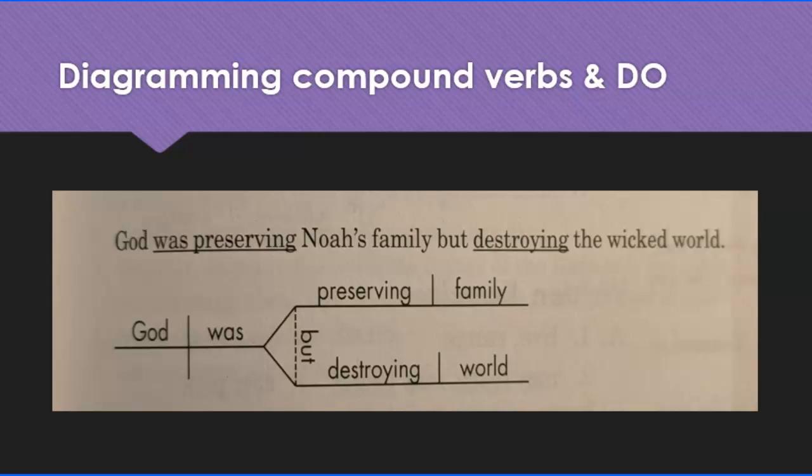God was preserving Noah's family, but destroying the wicked world. So here we have another one. God was preserving. So we have was and preserving, but was also destroying. So here is our helping verb sitting nice and neatly on the verb spot, but then we break off for the main verb, and here is the conjunction that is between. Preserving what? Preserving family. Destroying what? Destroying the world. So here we have the helping verb and then the 2 main verbs breaking off in our pencil point.